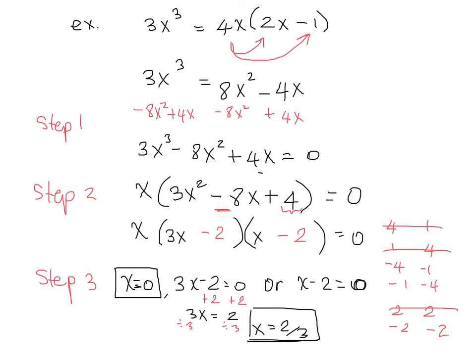Or the final one, we can add 2 to both sides to isolate that x, and we get that x is equal to 2. So now we have our 3 solutions. Either x is equal to 0, or x is equal to 2/3, or x is equal to 2. And we're done.